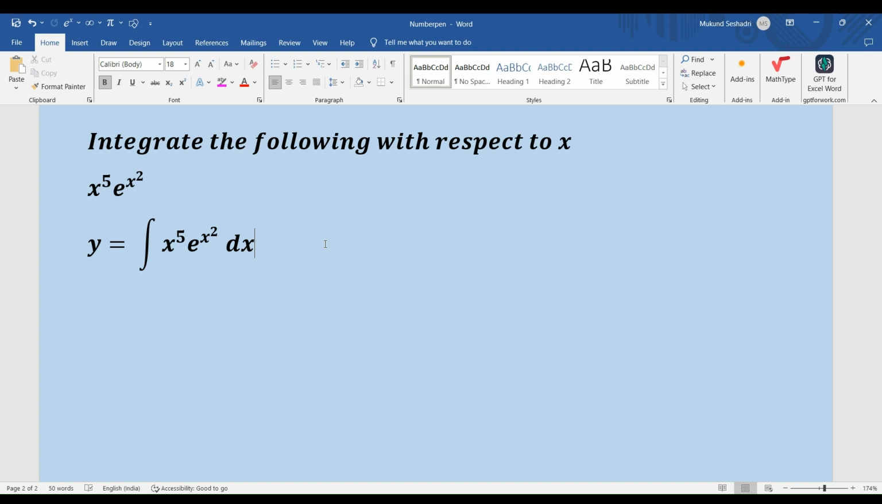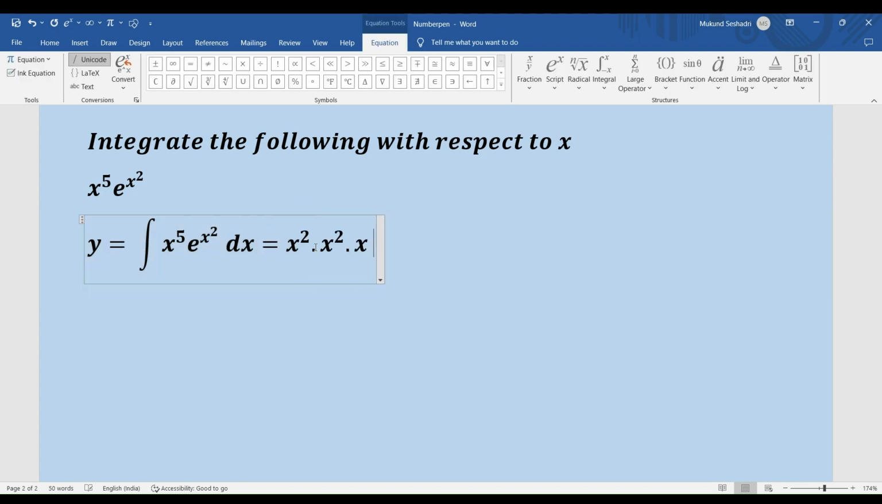Now I have x to the power 5 and then I have an x square in the e to the power expression, right? Now can I rewrite it and do a simple substitution that makes my y a lot simpler than what it looks right now, right? The answer is yes. And why is that? Because my x to the power 5 can be rewritten as x squared times x squared times x.